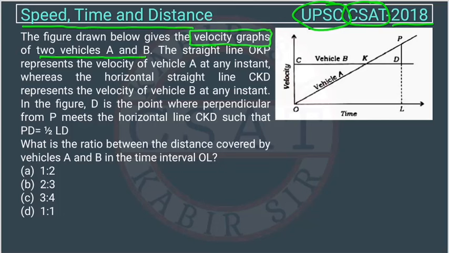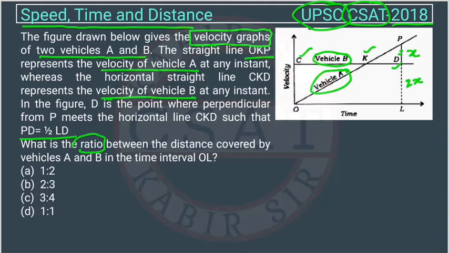The straight line OKP represents the velocity of vehicle A. So this one is representing the velocity of vehicle A, right? Whereas the horizontal straight line CKD is representing the velocity of vehicle B, right? In the figure, D is the point where the perpendicular from P meets the horizontal line CKD such that PD is equal to, suppose this distance is x. They have given that this distance is 2x, because PD is equal to half of LD, right?